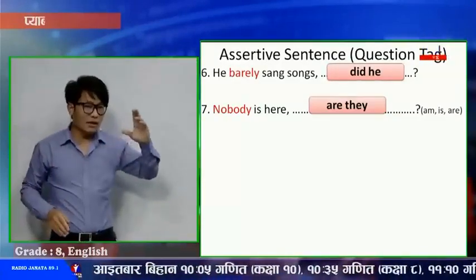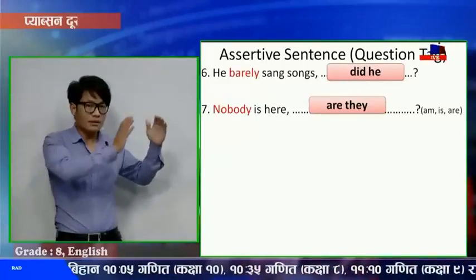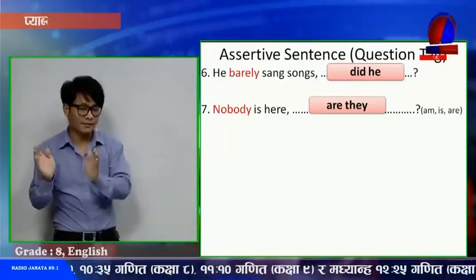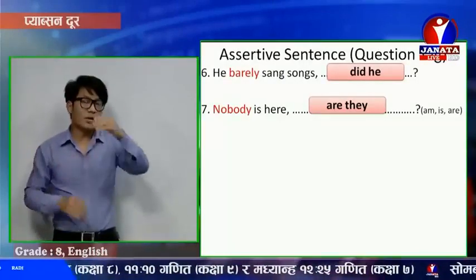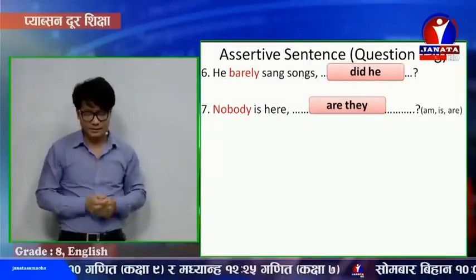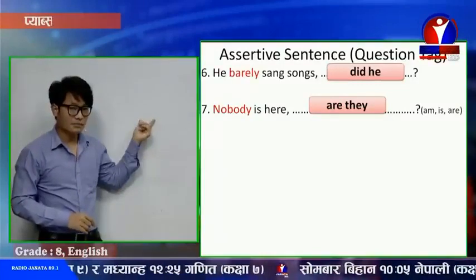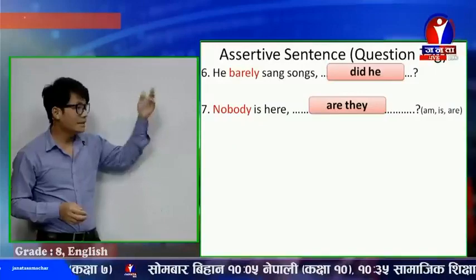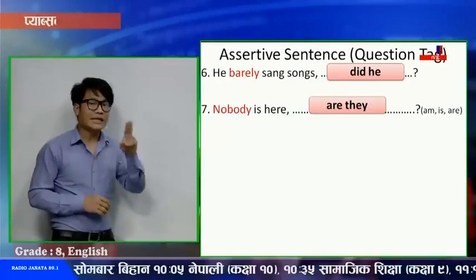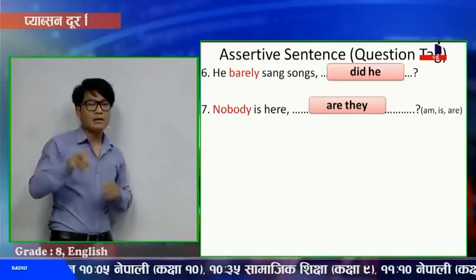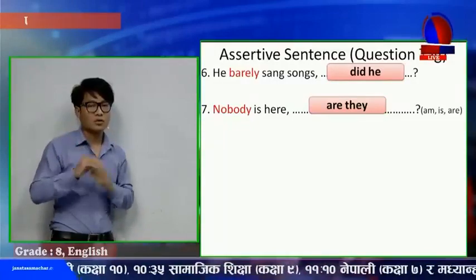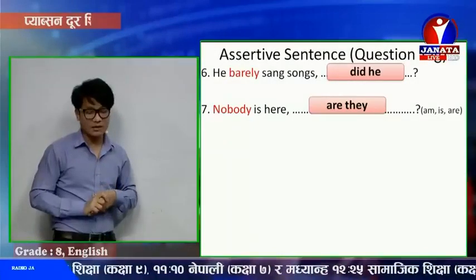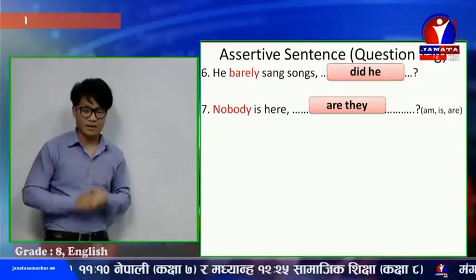As the word nobody is there, the whole statement is negative, so the question tag should be positive. That's why are they. You can ask why there is "are". I have told you that, as you can see in the small bracket on the screen, when there is an is, there are hidden am and are. So they takes the auxiliary verb are. That's why: nobody is here, are they?